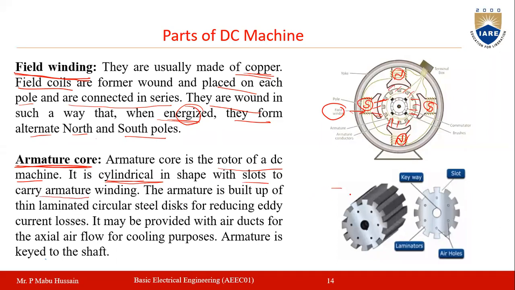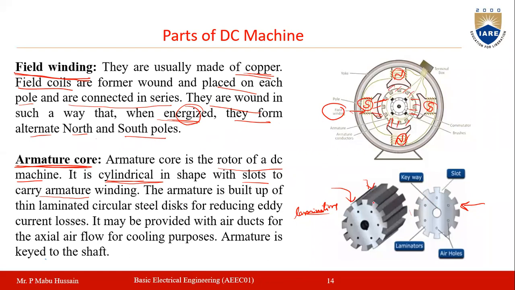See here, this is the total armature, and this armature will have laminations. One lamination is shown here in this picture. Such laminations are stacked together so that they form a cylindrical armature like this. The purpose of this lamination is to reduce the eddy current. We will discuss the different types of losses in this machine.